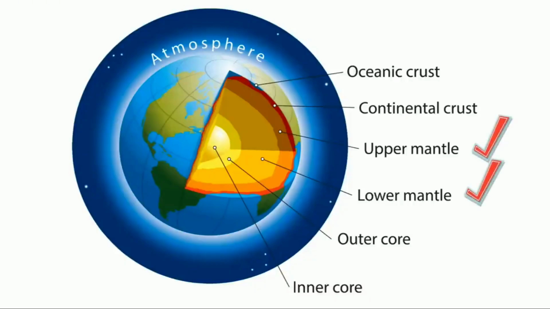Now moving on, we have the mantle. We have two types of mantle, the upper mantle and the lower mantle. Both of them can be found in the middle of the crust and the core. The mantle is 1,800 miles or 2,900 kilometers thick. It is composed of silicate minerals which are similar to those that can be found in the Earth's crust.